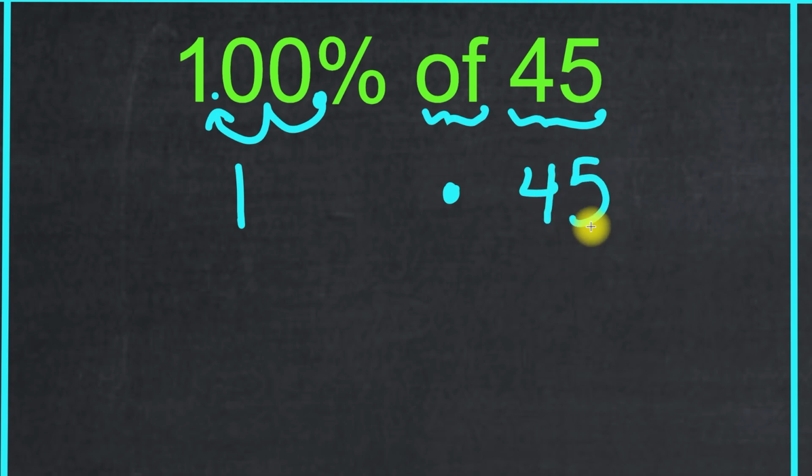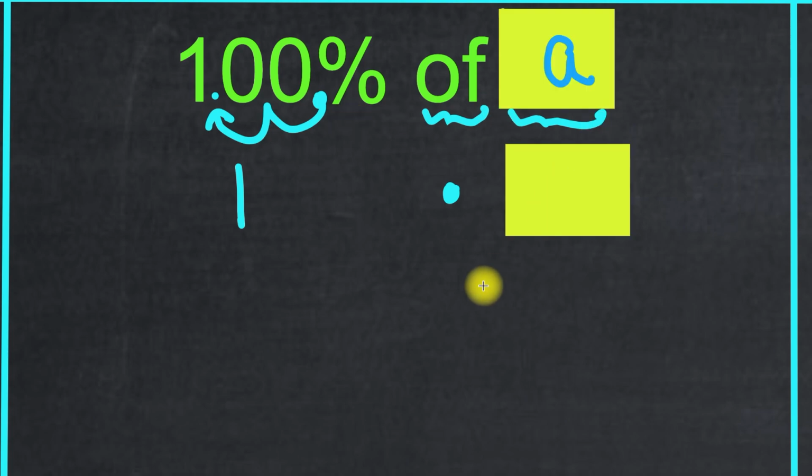Now, how exactly does this relate to algebra? Well, it's pretty much the same idea. Instead of having a number, though, you'll just have a variable to represent that value that we don't know. Let's say we didn't know this was 45. Let's say instead this was A. So we're just saying 100% of A.